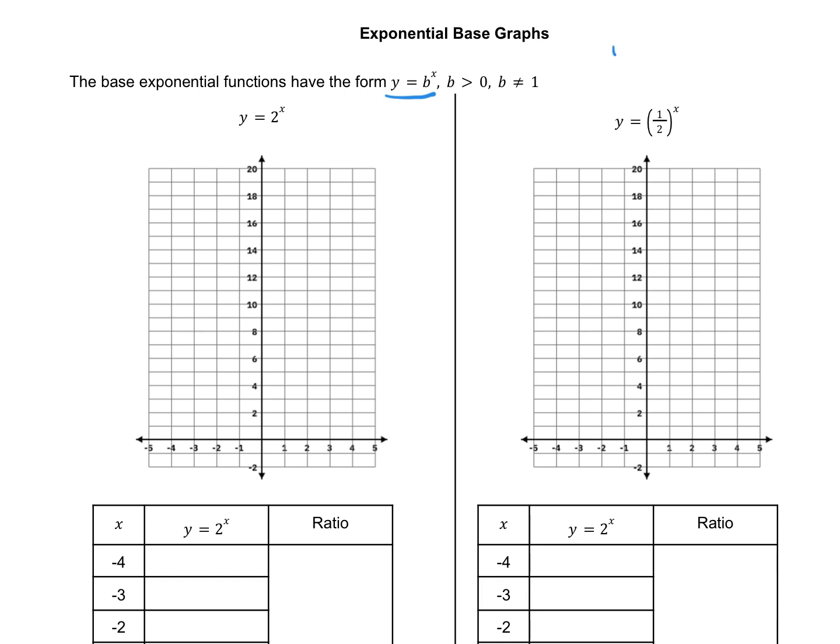Because if you had something like y equals 1 to the power of x, 1 to the power of anything is 1, so you'll just have a horizontal line. So we definitely don't want that because that would not be exponential.